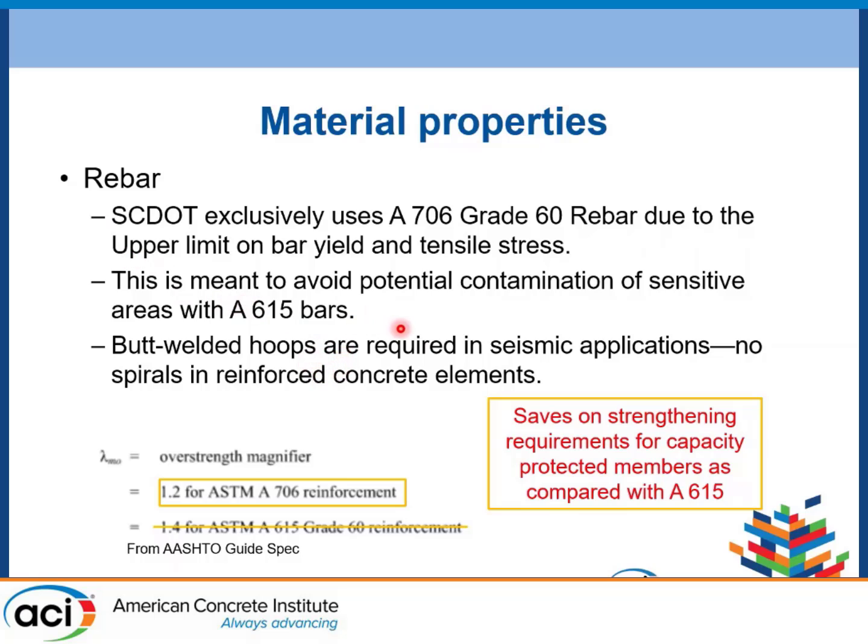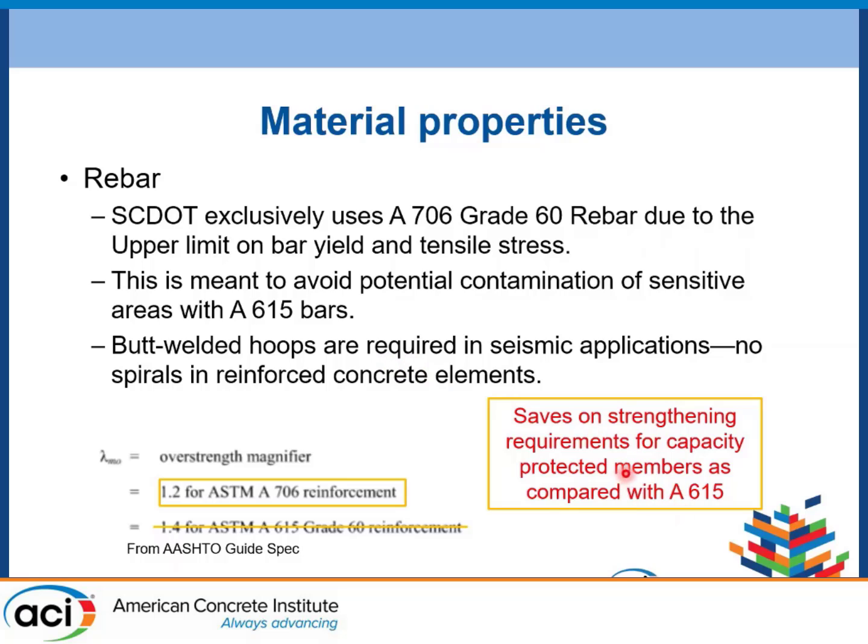Additionally, we require butt-welded hoops. That's different than some other places where you can use spirals. This is just a place where South Carolina is more comfortable with the butt-welded hoops. There's some philosophy that, if you use a spiral, part of the spiral may come undone and you don't know how the rest of the performance is going to be. I think there's been some discussion and research that's countered that. But again, South Carolina has its own requirements that it's stuck with on that.